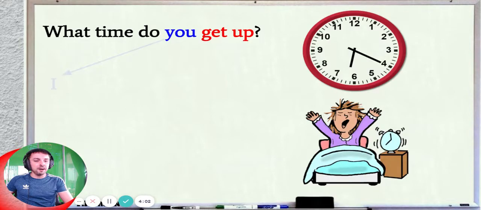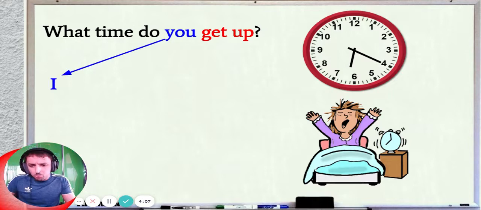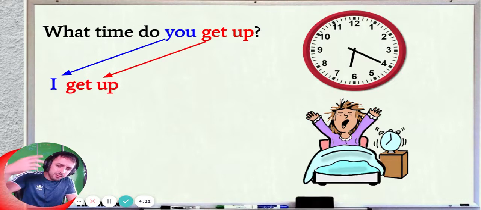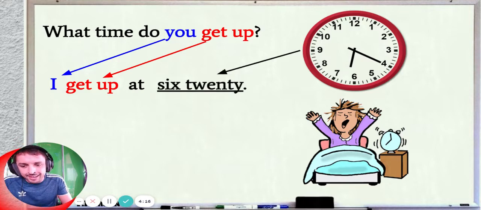What time do you get up? Okay, so we take you. You changes to I. Go for the pronoun first. I, what's the verb? I get up. The small word: I get up at 6:20. I get up at 6:20.